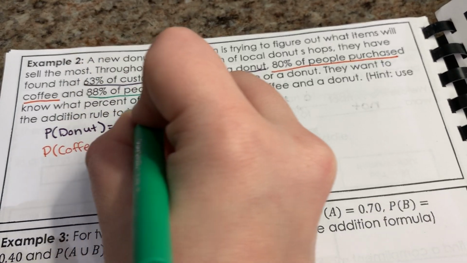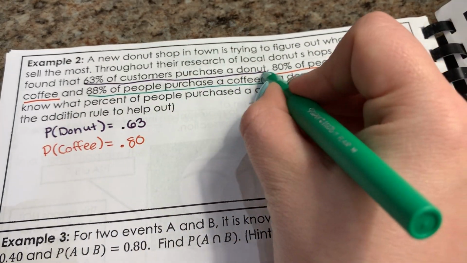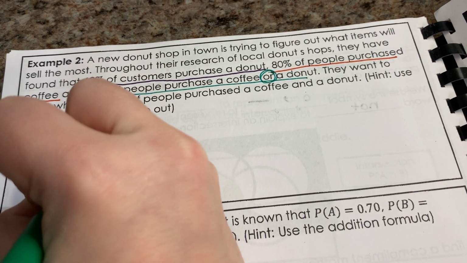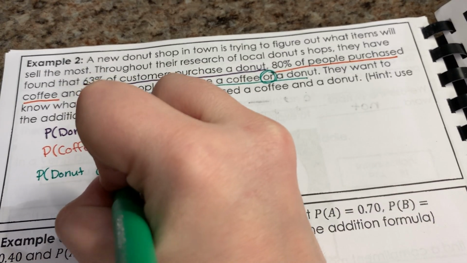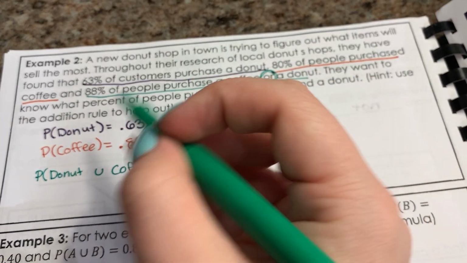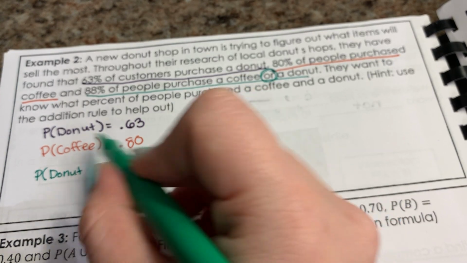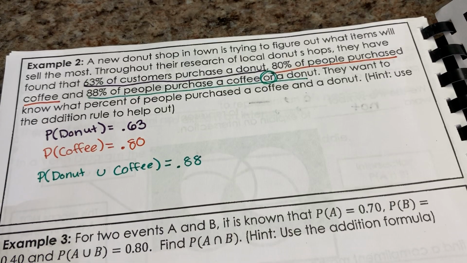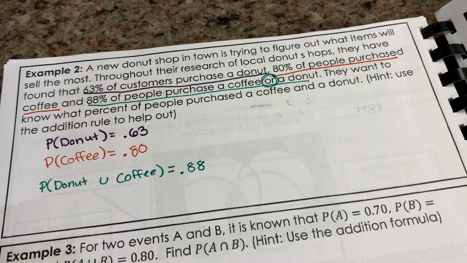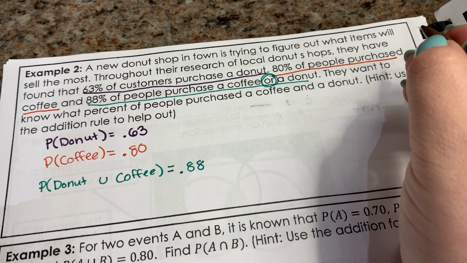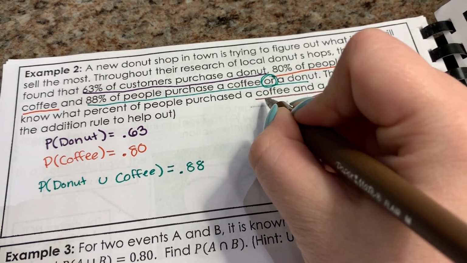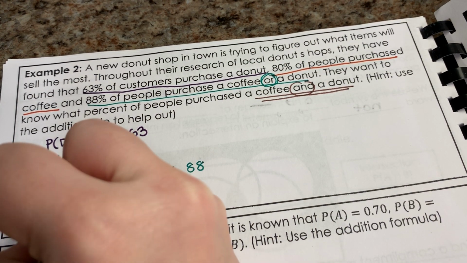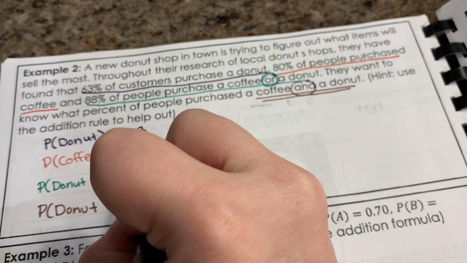Next, they said 88% of the people purchased a coffee or a donut. So that is represented as the probability of donut, and remember, or is our union, coffee. Remember what that means. They might have gotten a donut, they might have gotten coffee, they might have gotten both. So that full-on combo here is about 88%. Finally, though, what they want to know is the percent of people who got both. So they want to know the coffee and. So what they're looking for is the probability of getting a donut and a coffee.